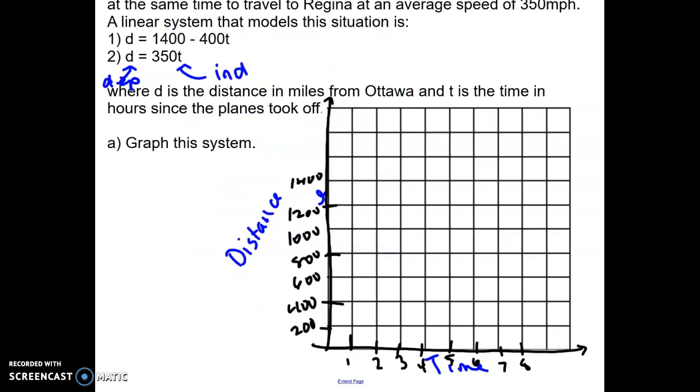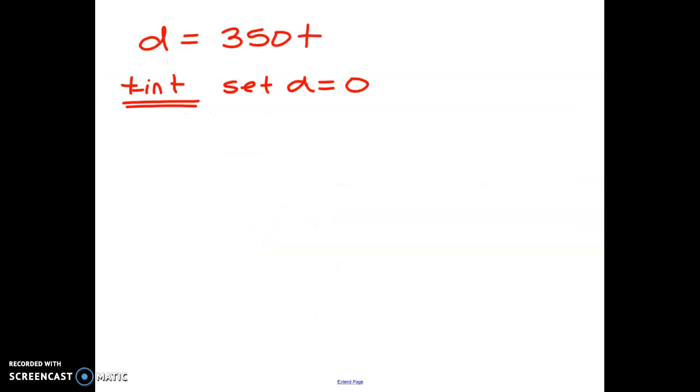So once we have our graph set up, we can put the d-intercept at 1,400 and the t-intercept at 3.5, and then we can just connect them with a nice straight line. Okay, so for our next one, then we have to find the intercept. So to find the t-intercept, I put d equal to 0. And then if I divide out the 350 to the other side, we just get 0 is the t-intercept.